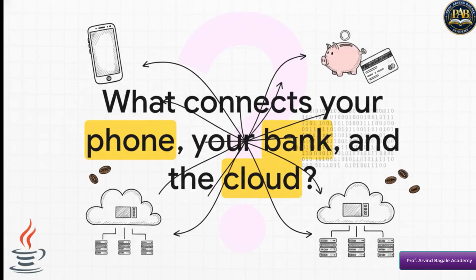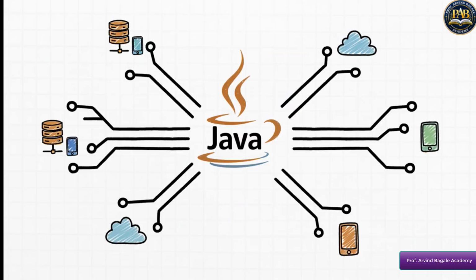What's the one thing that connects your phone, right there in your pocket, your bank, with all its security and transactions, and the massive abstract thing we call the cloud? They seem like totally different worlds, right? What could possibly be the common thread? Yep, that's it. Just one word, Java.